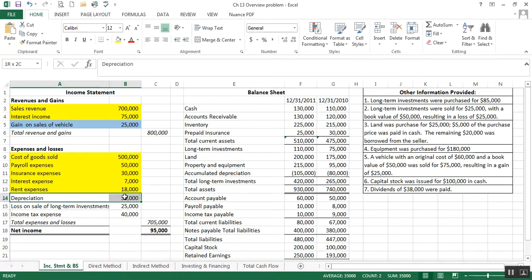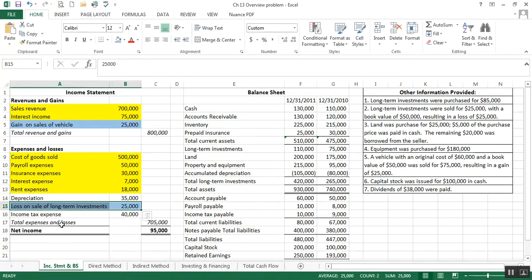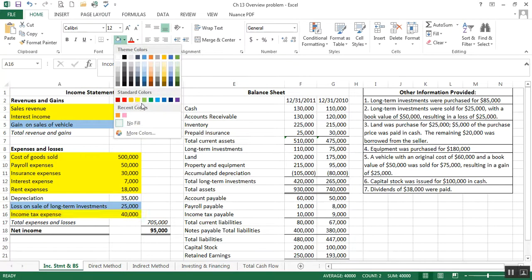Depreciation expense. We'll come back to this, but this is a non-cash item. So we'll have to adjust for this in our indirect method because we're starting with total net income. We won't have to necessarily do anything with this for our direct method. Loss on sale of long-term investments. That's going to be an investing activity. And income tax is going to be an operating activity. Okay? So let's remember those.